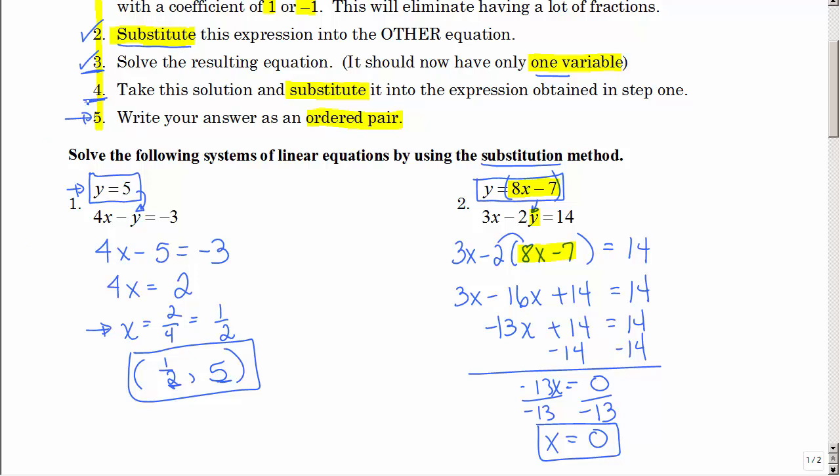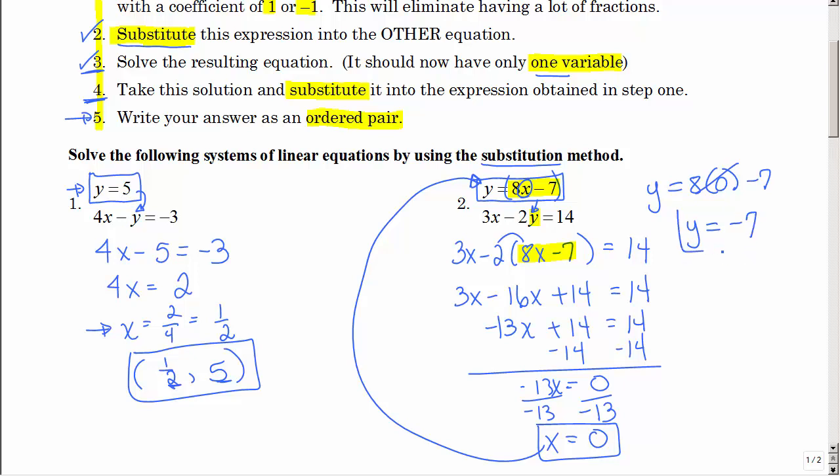Take this solution and substitute it into the expression obtained in step 1. Well, step 1 was getting the variable by itself. So I know y is 8 times 0 minus 7 because I now know x is 0. So y equals 0 minus 7. Now I have an x coordinate and a y. x, y. There's my ordered pair.